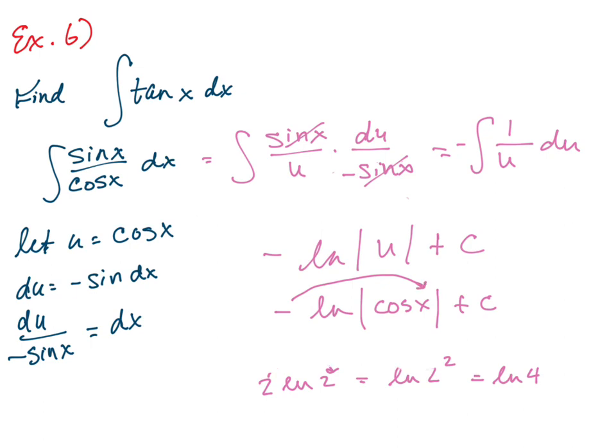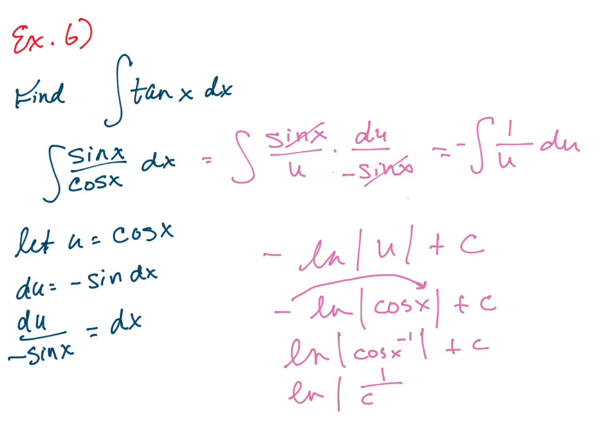Alternatively written, natural log, not limit, goodness gracious, of cosine x to the negative 1 power. In other words, natural log of 1 over cosine x plus c. What is 1 over cosine? Nope, secant. Natural log of secant x plus c.